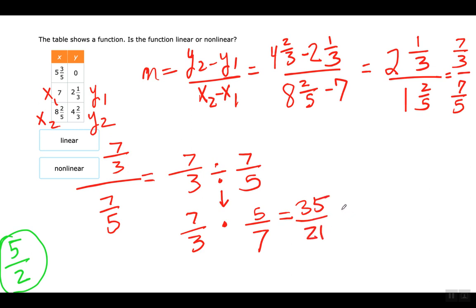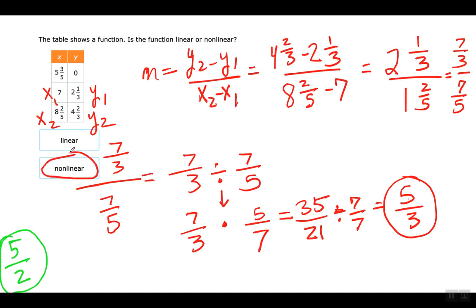Y ahora si divido arriba y abajo por 7 para simplificarlo, if I divide the top and the bottom by 7 to simplify, me da 5 sobre 3, que no es lo mismo que tenía antes. That's not the same thing I got before. 5 over 3, 5 over 2. So look, this is nonlinear.